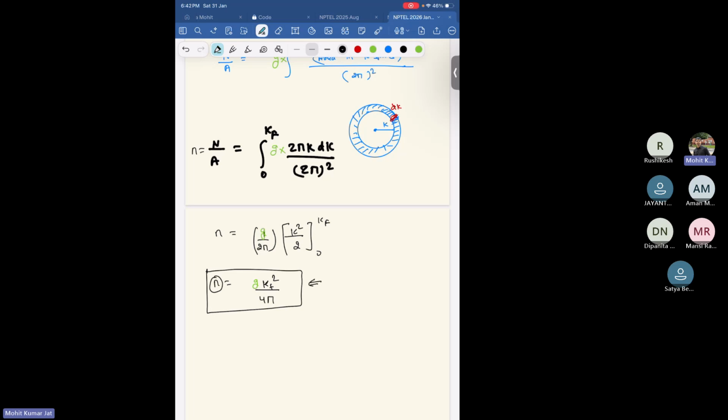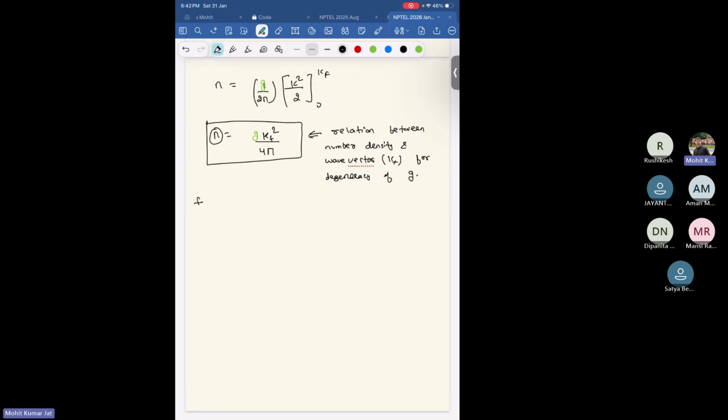So this is the relation between number density and wave vector kf for degeneracy of g. In the question, degeneracy was not given, so you take g equals 1. If it is spin degenerate, you take a degeneracy of 2. If it is a graphene system, then you will have 2 spin and 2 valley, so you take g equals 4. So let me write for non-degenerate.